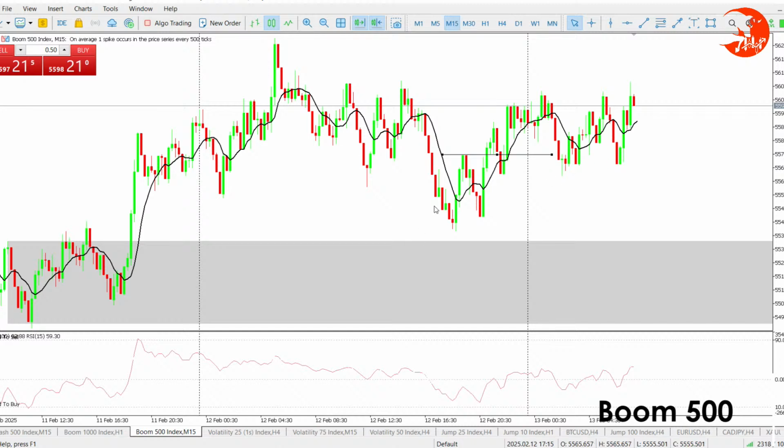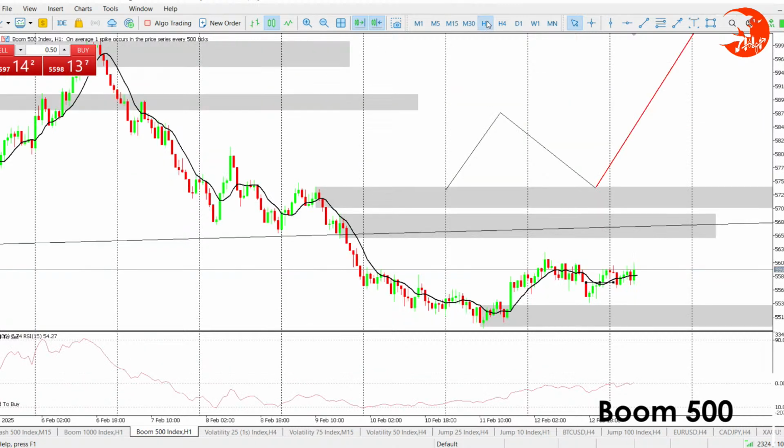Okay, so was this enough to just come to that overall fair value gap? Let's see, this was a change of character right here, but then that level was already mitigated by this candle, so it came back to it. So if it came back to it, this is on what, an H1? This is an H1. That is a fair value gap right there.